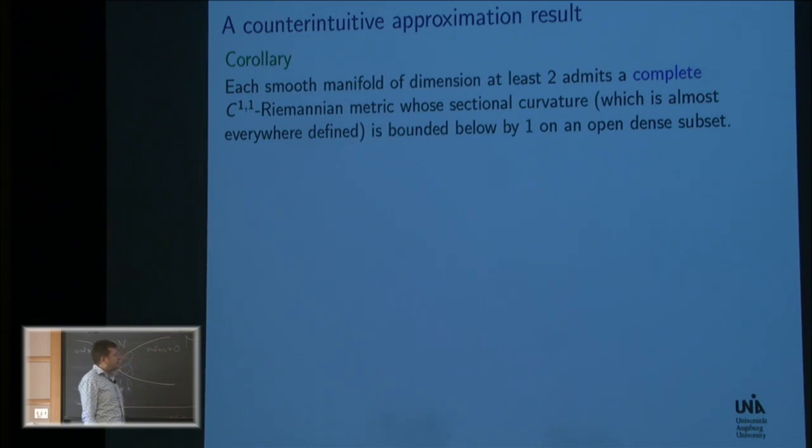Every smooth manifold of dimension at least 2 admits a complete C11 Riemannian metric whose sectional curvature is bounded below by 1 on an open dense subset. It's the same statement as before, but I just condense it to this statement, and we have a complete metric because actually every smooth manifold admits a complete metric. So we can start with that metric, apply the approximation result, and if we stay C1 close to a complete metric, it stays complete.